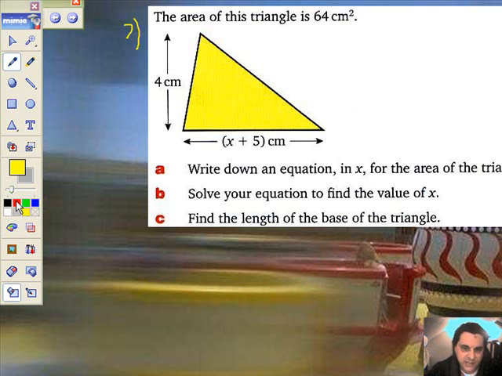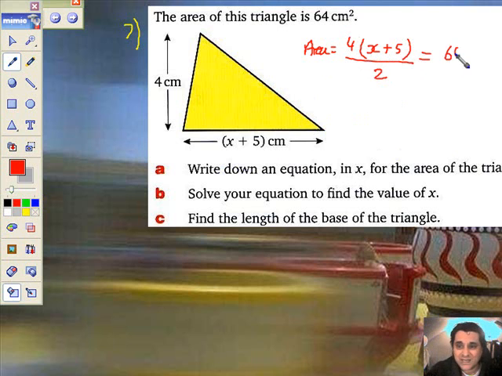Well, let's just do A up here in red. So an equation, you know the area is half base times height, so area is going to be base times the height, which is 4, then divided by 2. Alright, so write down the equation in X, and I've done it. So that's 4 times X minus X plus 5, that's the base times the height, then you halve it. But of course that's the area of a triangle, so therefore that equals 64. That's an equation. I've not tried to simplify or solve, I've just set it up for now.